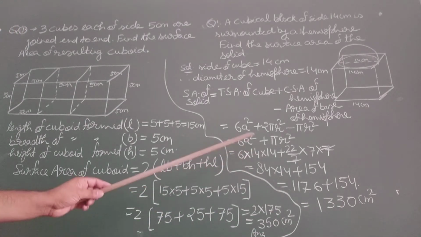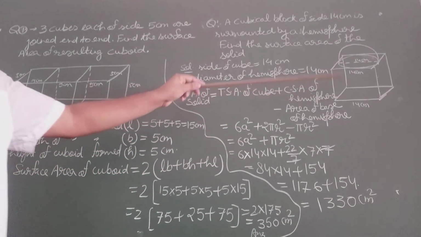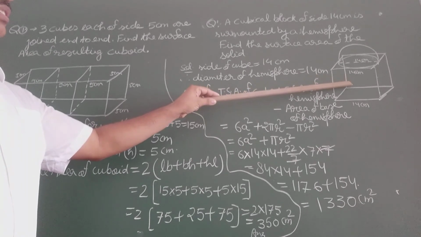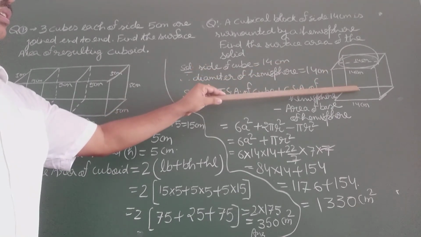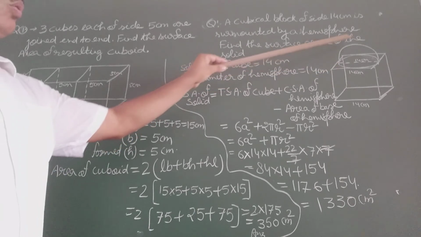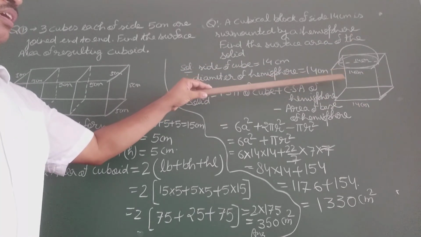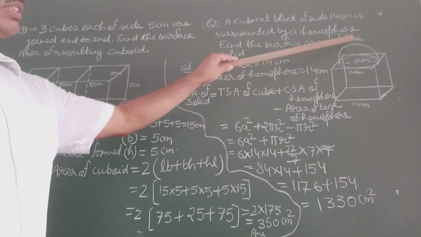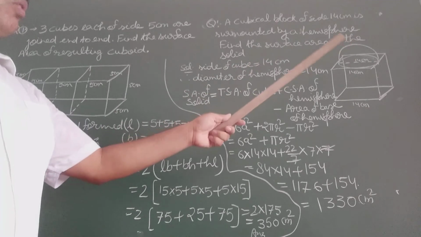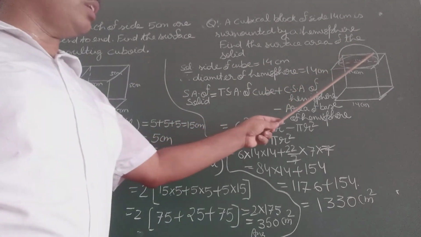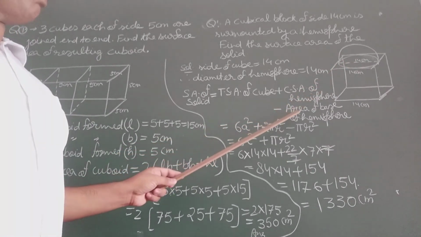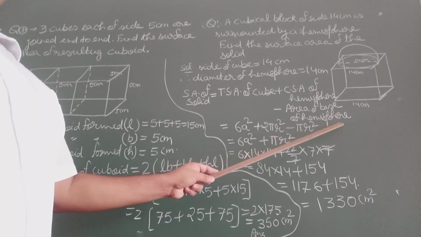So students, remember, when two or more figures are joined together, we have to find out its surface area. In this case, cube and hemisphere are there. So to calculate its whole surface area, we can take the total surface area of cube plus curved surface area of hemisphere, and because this part will be hidden by the base of hemisphere, that's why we have to subtract the area of base of hemisphere.